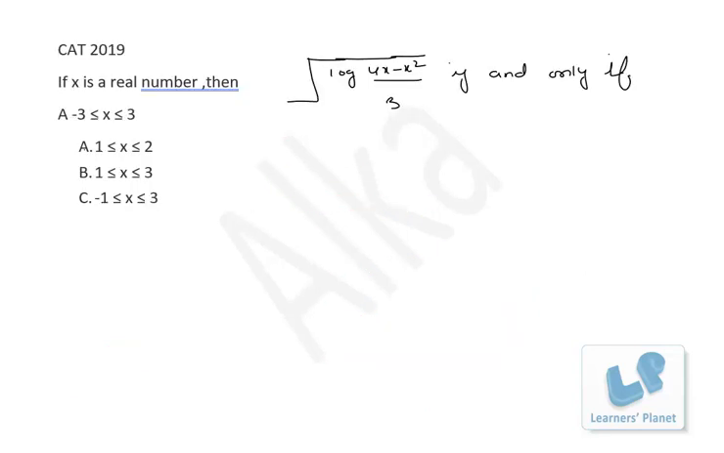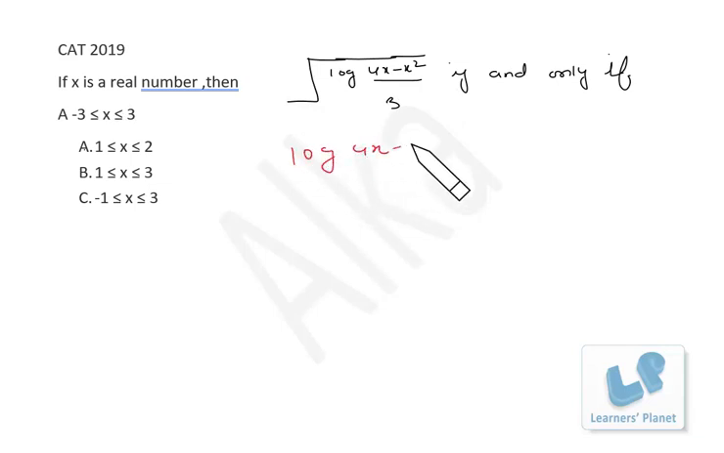One more problem based on logarithmic inequalities from the same paper, 2019. Square root of logarithm of (4x minus x square) by 3. If x is a real number, then we have to find out the possible values of x, right? Since this expression is under square root, so what we have to do?